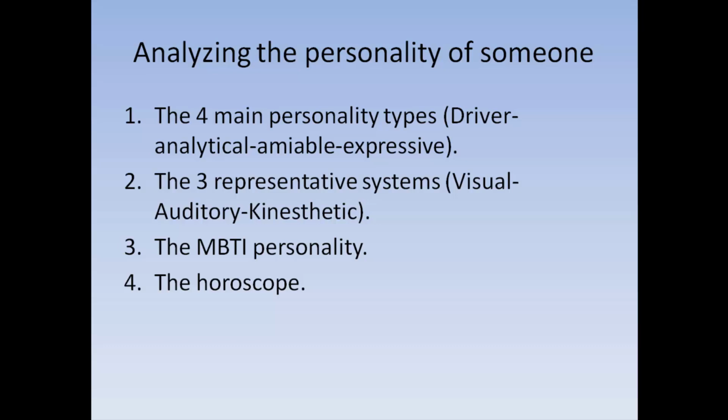Also, the four main personalities are very important, and the representative systems are one of the critical factors in dating: visual, auditory, kinesthetic. We know that the visual personality does not get along with the kinesthetic, and we're going to show this in this video. Also, the horoscope. Some people believe in the MBTI personality, but they do not believe in the horoscope. I'm telling you that this is not the right way. Why? Because I have studied all these four factors and I exactly know how they matter.